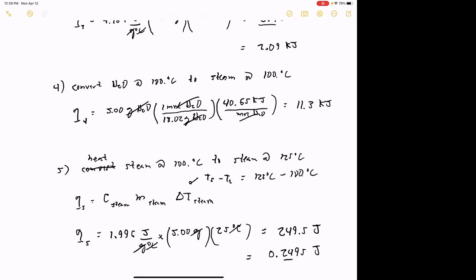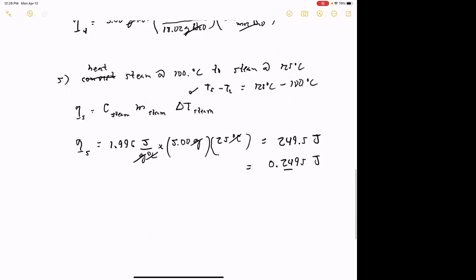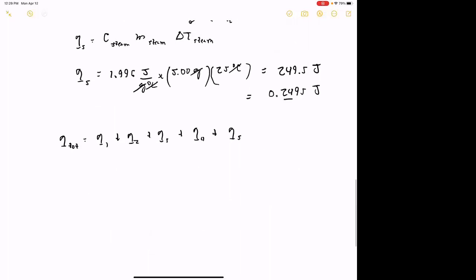All right, so now I've got all the different heat components that I need. So what do you think I'm going to do with them to get the total heat? How do I get a total? Add them. Add them up. You got it. All right, so my Q total is going to equal Q1 plus Q2 plus Q3 plus Q4. And then I had one more, the Q5, right? All right, so let's see what I've got.